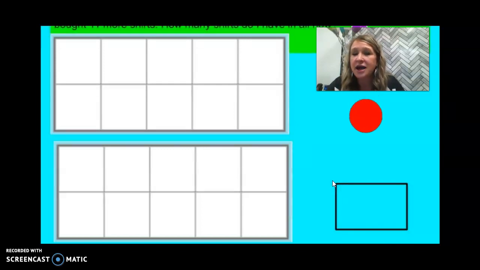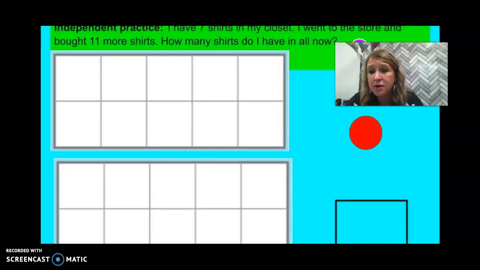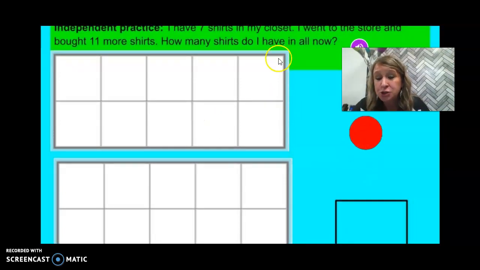Next page. I have 7 shirts in my closet. I went to the store and bought 11 more. How many shirts do I have in all now? Well, you're going to draw the counters to show my shirts. 7 and then 11. Find the total and write your answer in the rectangle.